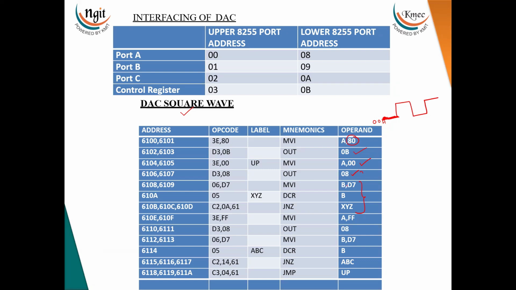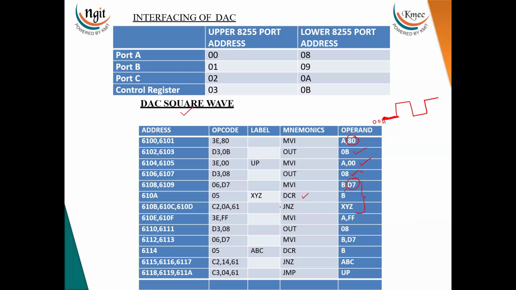For that, I have taken the B register. In that, D7, any random value you can take. Depending on how much delay you want to provide, you have to take one hexadecimal value. Now here I have taken D7. If you want to put some other value, you can. And here I am decrementing this register until the register value goes to 0.